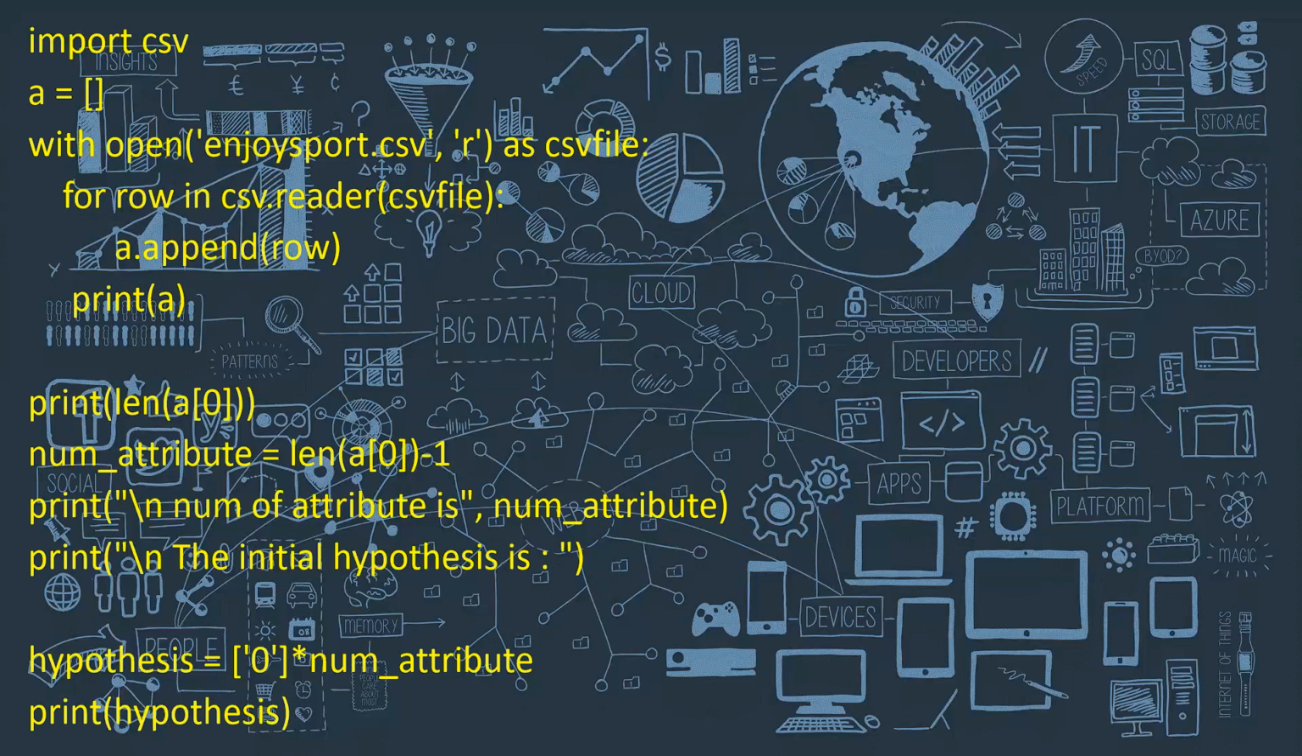Next we print len(a). Whatever the length of a[0] is gets printed, and a variable called num_attribute is taken with its length decreased by one. The positive and negative label column is neglected; it is just used for verification. So we subtract that and take it as num_attribute, then print the number of attributes after neglecting that column.